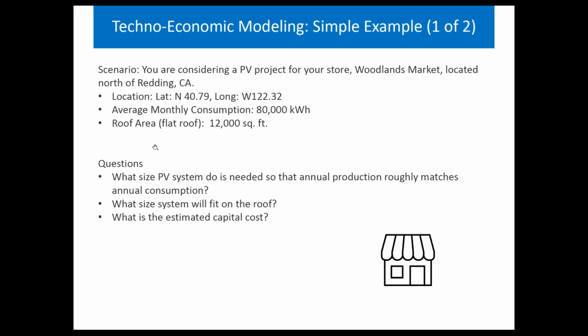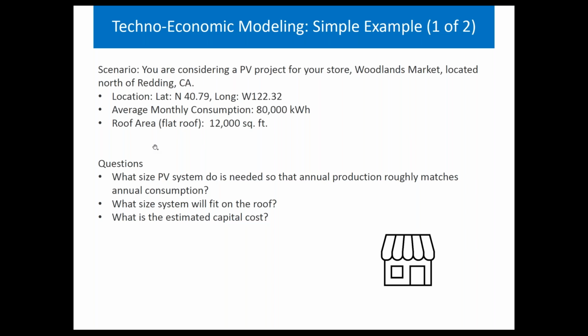So here's your example. You're considering PV for your tribal store, calling it the Woodlands Market, and you're located just north of Redding, California. You have the grid coordinates. Your average monthly consumption at the store is 80,000 kilowatt hours a month, and your store has a flat roof with an area of 12,000 square feet.